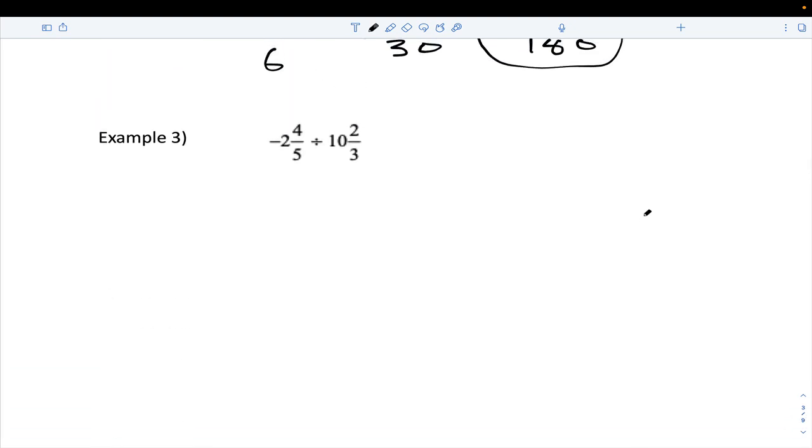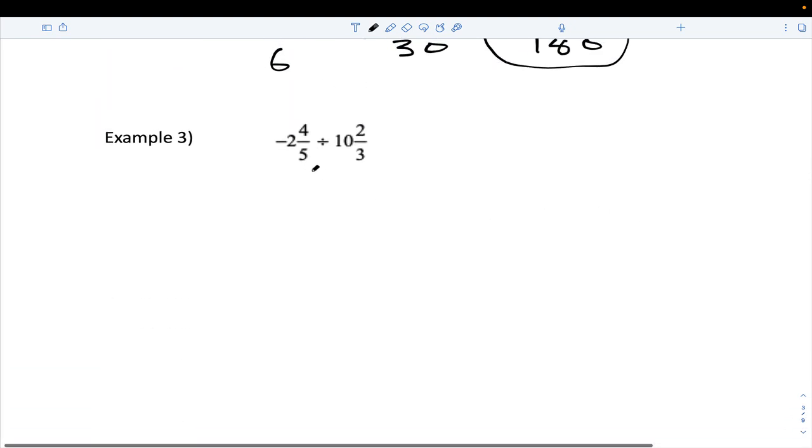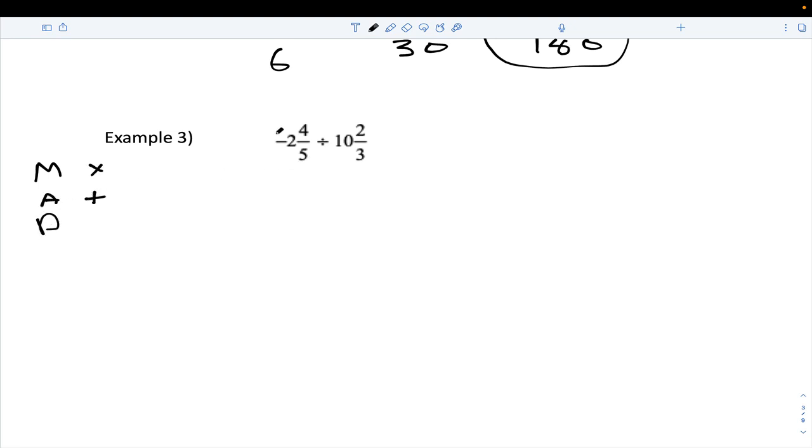Last example, we have 2 mixed numbers. What's my first step before I KFC, Noah? Let's try to make it an improper fraction. And to go from a mixed to improper, I'm going to get mad. Multiply the bottom by the whole number.